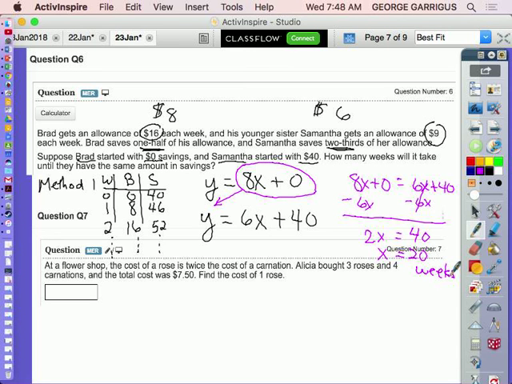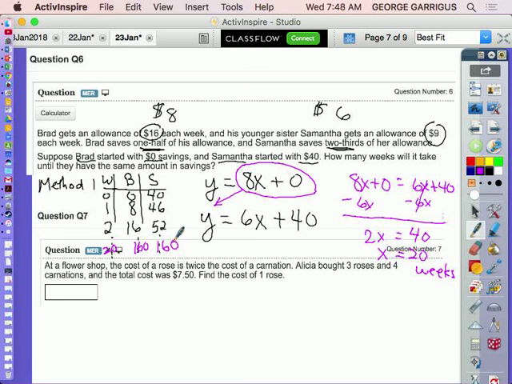So you'd have to take this other table out all the way to 20, and then you could find their savings. If you went and continued this table, you'd get to 20. 20 times 8, 8 times 2 is 16, 160. That's when you would get to the equivalent.